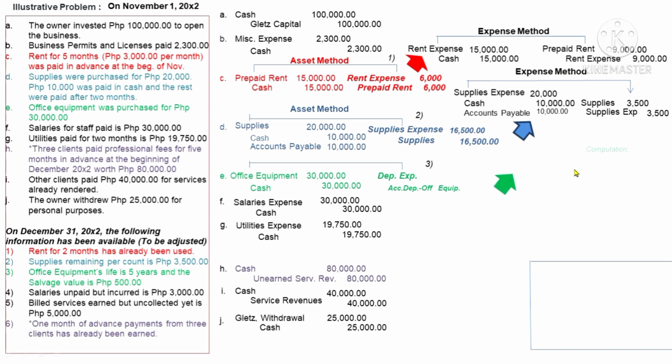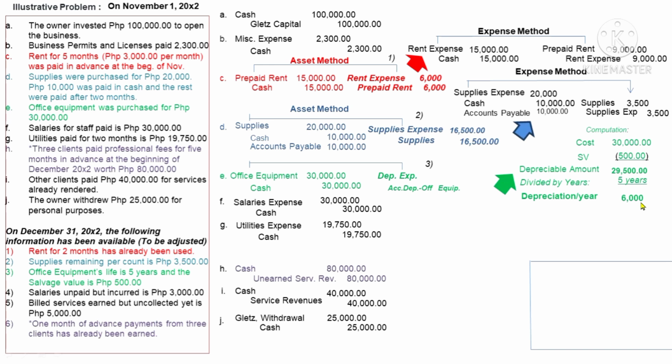And the cost here is 30,000. After that, you need to deduct the salvage value. So we have 500. So the depreciable amount related to this problem is 29,500. After that, you need to divide it by the years of useful life, which is 5 years. So we're going to get the depreciation per year of 6,000.